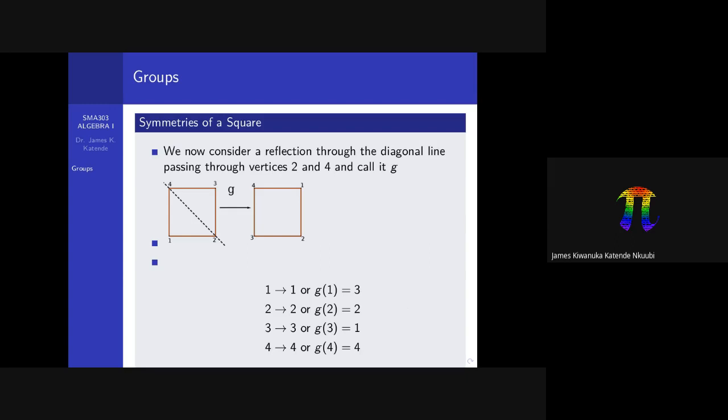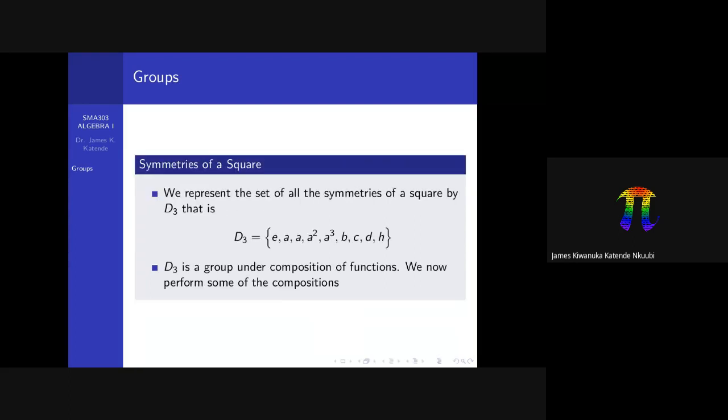And we have been able to write all of them as functions as well. And once you have them as functions, now you can forget about these diagrams and simply work with these functions. Once you have these functions, you can now study the group. We haven't shown that it's a group, but for now, you have to believe it's a group. As we go along, you will be able to check that it's a group. So we represent the set of all the symmetries as this.